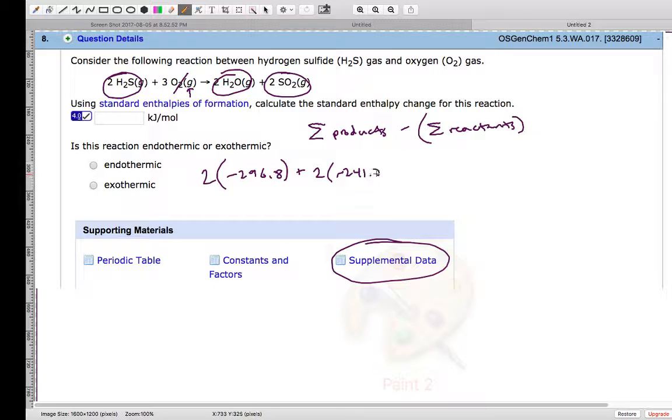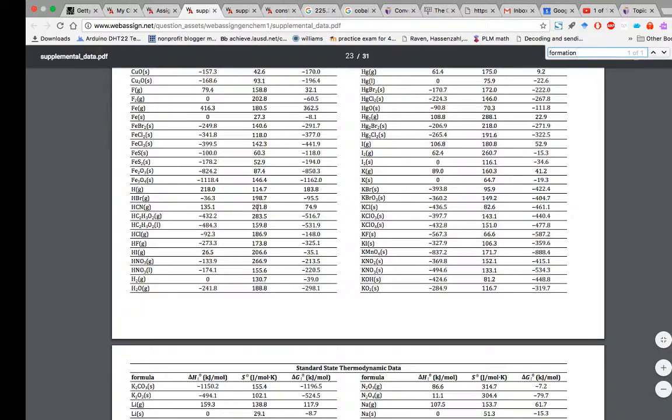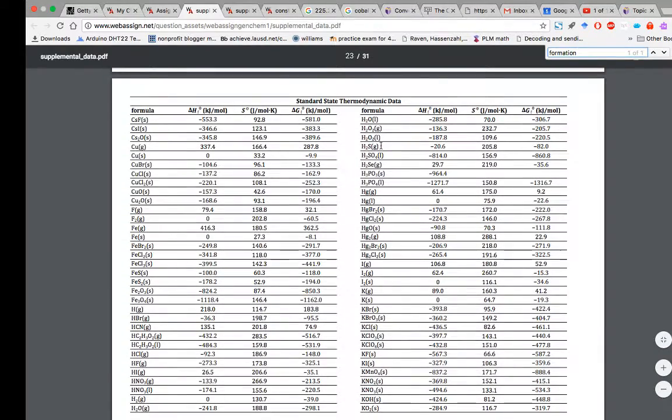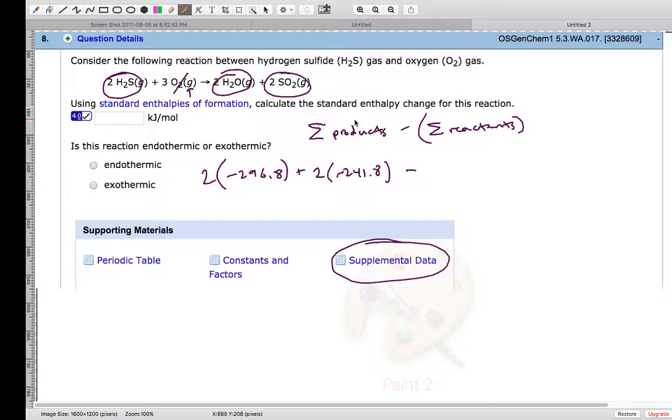Now we're going to subtract from that the enthalpy of formation for hydrogen sulfide gas, and there are two of them, which is negative 20.6. Now we're going to subtract the enthalpy of formation for the other thing, all right? Notice I'm using a minus sign here. I used to use a plus sign, but now I'm using a minus sign. Why? Because we're subtracting all the reactants, folks.